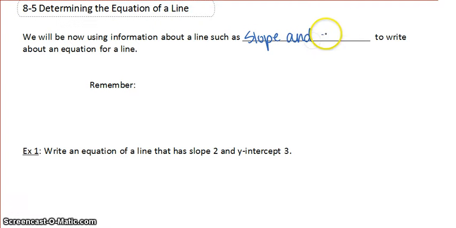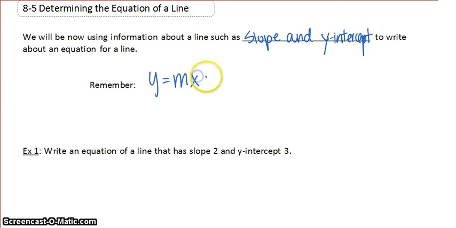So we will now be using information about a line, such as slope and y-intercept, to write an equation for a line. Now those are just some examples. We're actually going to have some more. So let's remember that slope-intercept form is y equals mx plus b.